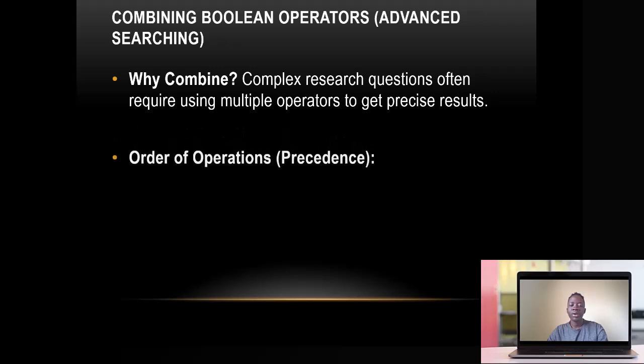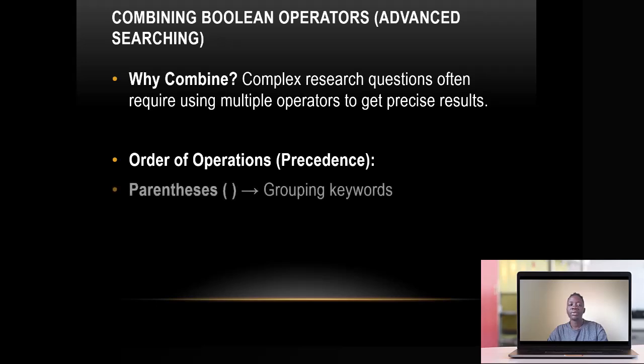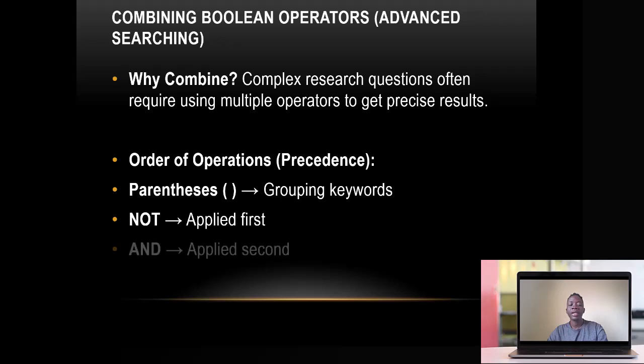So let's see the order of operations. The order in which they should be arranged in order for you to get the results that you require. One is using the parentheses, otherwise we call them brackets, for grouping the keywords. Then NOT is applied first, that is the order. Secondly, AND is applied as the second thing. Then OR is applied last. That is the order of operations you're supposed to use. We said NOT is applied first, AND is applied second, and OR is applied last.